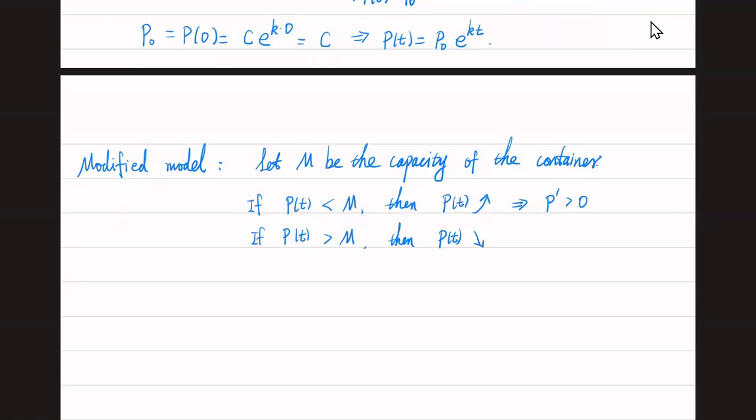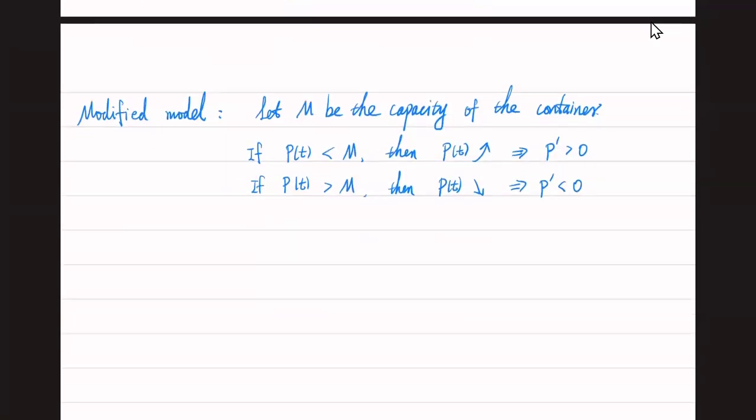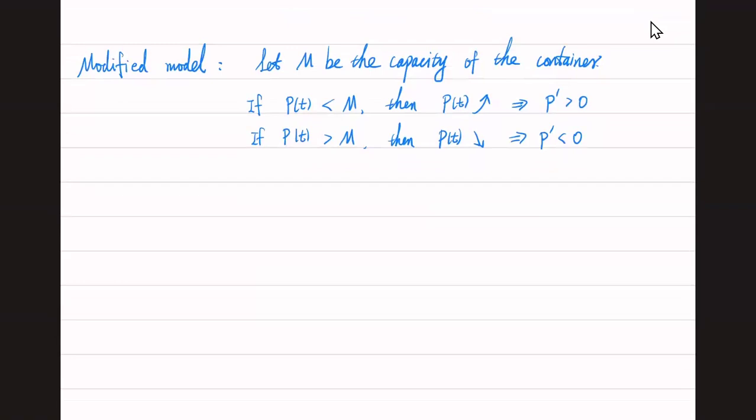So I'm not sure if you have seen this symbol before. Okay. This means we have a quantity that changes in time. This means it increases in time. It goes up. The number becomes bigger. This means the number decreases. The derivative is less than zero. Okay, so this is what we want for our model.